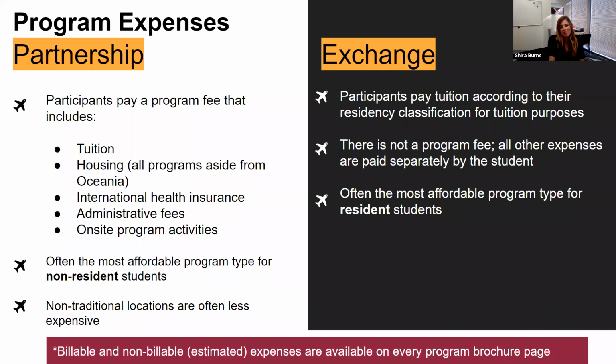Okay, so here is our comparison for how the funding and costs work for partnership and exchange programs. So we'll start with partnership. On a partnership program, participants pay a program fee, and that is pretty comprehensive. So that program fee will include your tuition, so you won't pay ASU tuition in addition to your program fee. It's just the program fee, and that program fee includes tuition, housing, and there's an asterisk there because that is applicable to all programs except for Australia and New Zealand.